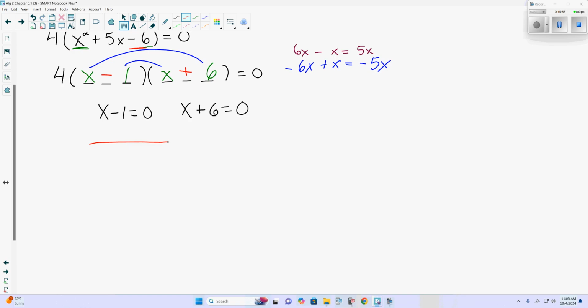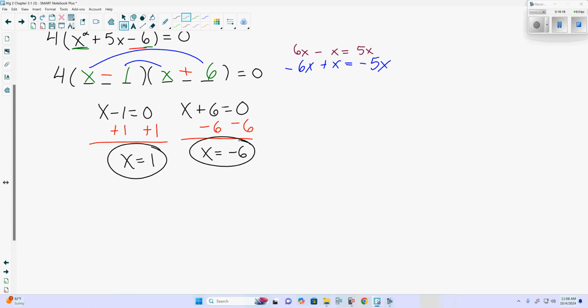Now we can solve these two here. To solve x minus 1, we would add 1 to both sides, telling us x is equal to 1. x plus 6, we would subtract 6 from both sides, telling us x is equal to negative 6. This is like super easy. I'm glad.